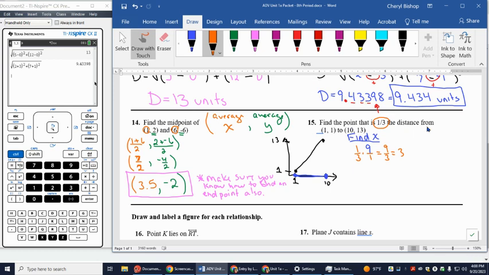It says I'm going from (1, 1). So that means I'm starting here at the 1, and I'm going across the x-axis. So am I adding or subtracting? Adding. So I'm starting at 1, and I'm adding 3. What's my value for x? 4. That's x. All right, now we're going to find y.